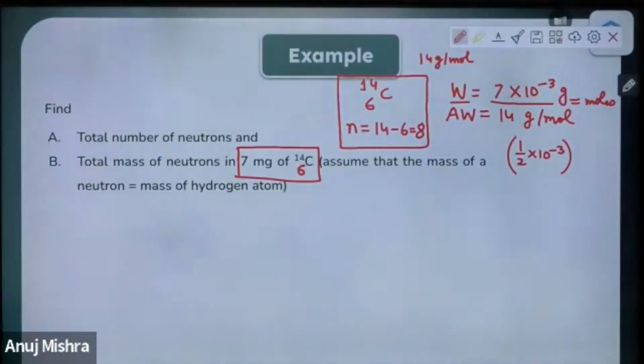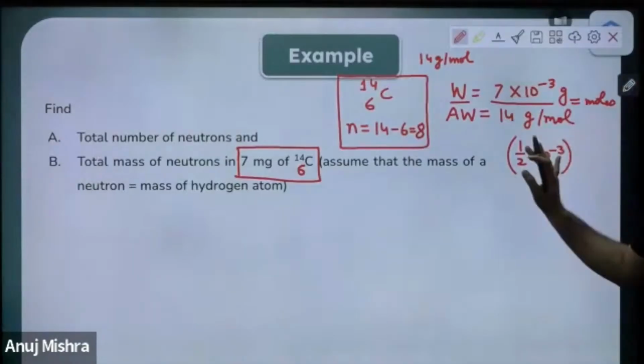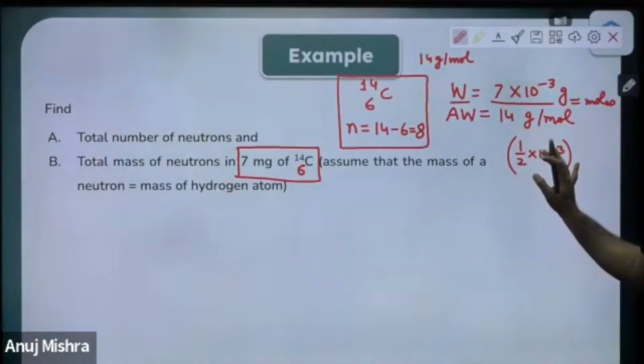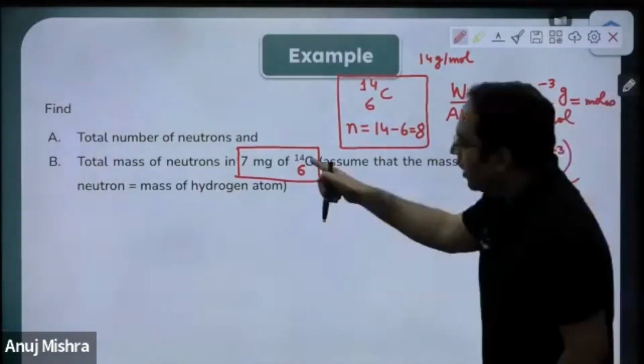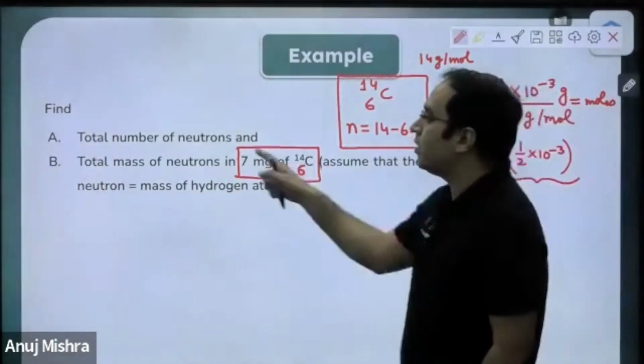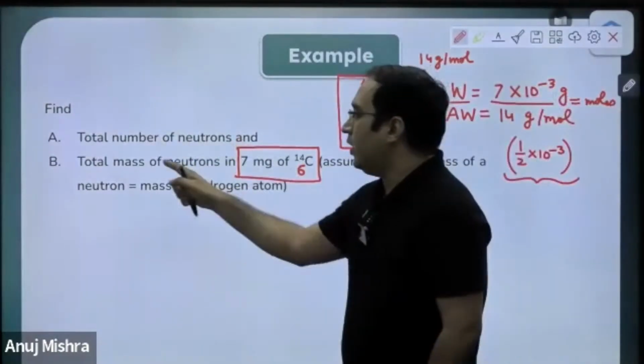0.5 को 5 लिखोगे तो 10 power minus 1 आ जाएगा. Now, this is the number of moles. Is it clear? Whose moles are these? Carbon's moles. What are we interested in? Number of neutrons and total mass of neutrons.